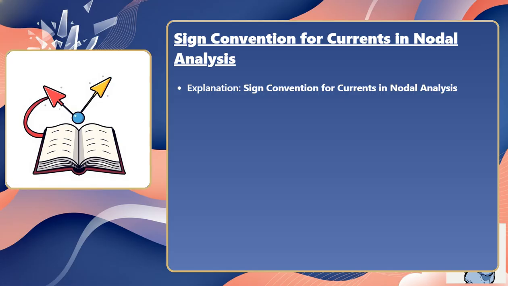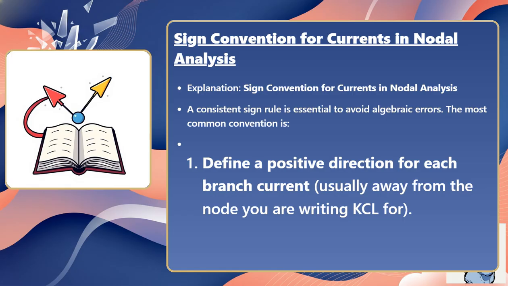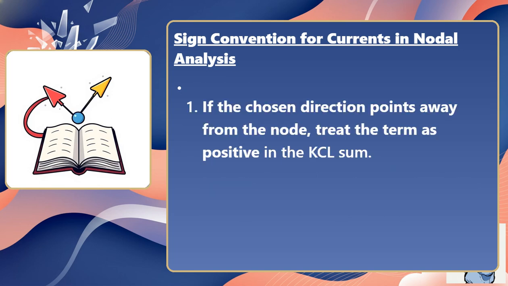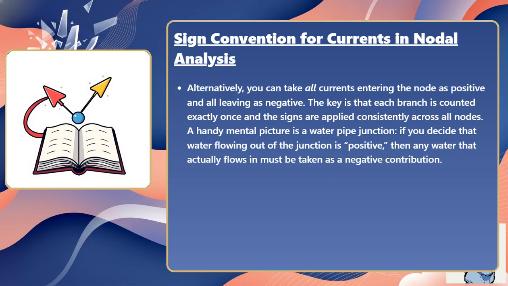Explanation of sign convention for currents in nodal analysis. A consistent sign rule is essential to avoid algebraic errors. The most common convention is: define a positive direction for each branch current, usually away from the node you are writing KCL for. If the chosen direction points away from the node, treat the term as positive in the KCL sum. If the actual current flows toward the node, the term becomes negative because it is opposite to the defined positive direction. Alternatively, you can take all currents entering the node as positive and all leaving as negative. The key is that each branch is counted exactly once, and the signs are applied consistently across all nodes.